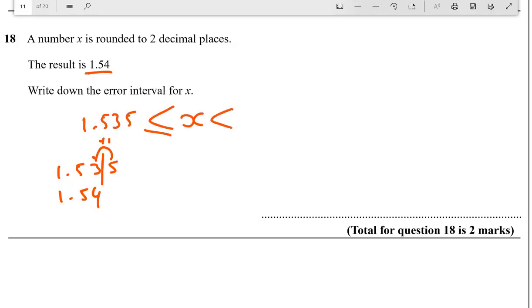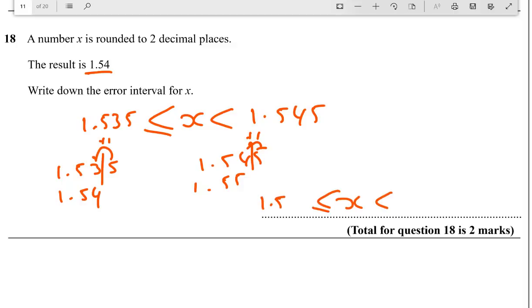A number x has to be less than 1.545. It has to be less than this number, because if you round 1.545 to 2 decimal places, we need to add 1 to that, giving 1.55. So we cannot have this number as equal. It definitely needs to be less than that number here. So that's our answer. x is greater than or equal to 1.535 and x is less than 1.545.